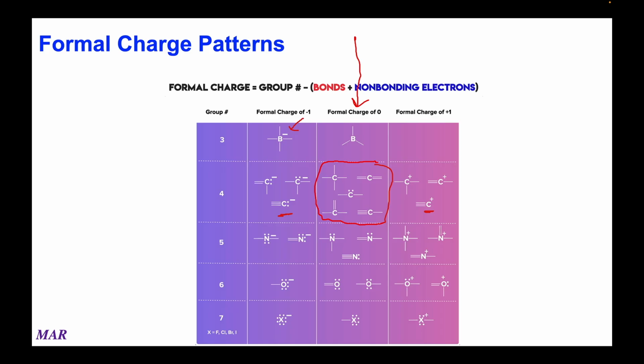We'll see the oxygen usually has a double bond or 2 single bonds to make it happy. The halogens are usually a single bond, etc. This is just kind of a quick and dirty way to know your formal charges without calculating them. And again, the more zeros you have in your molecule, the better.